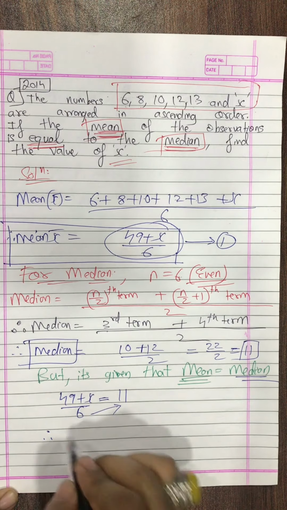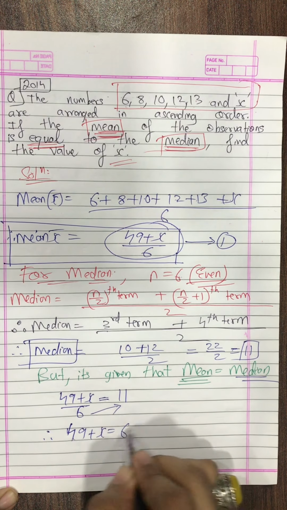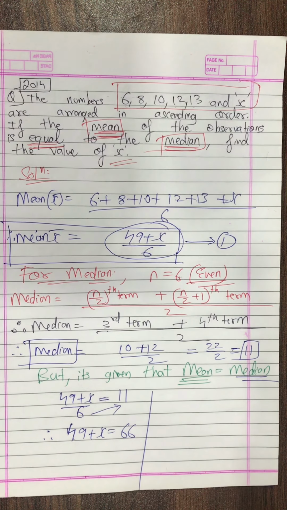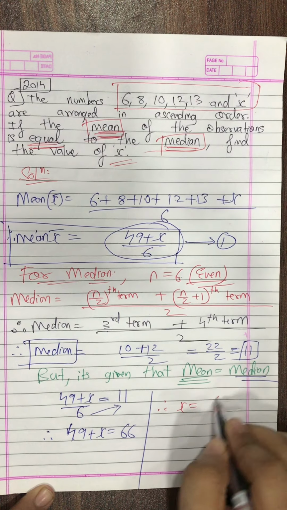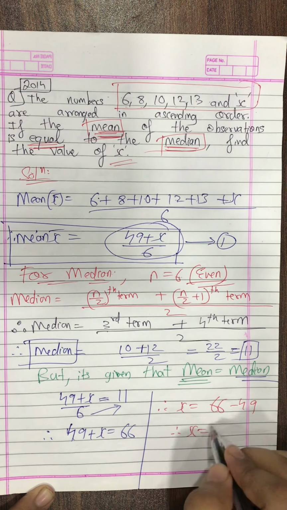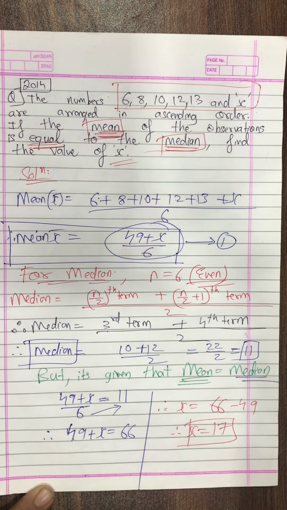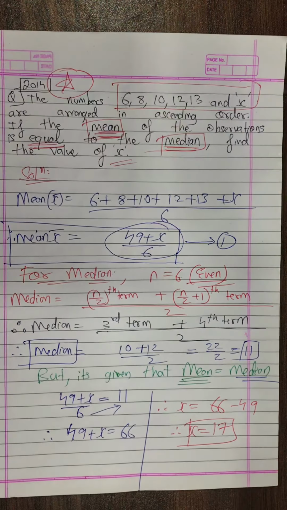6 will be multiplied up, so 49 plus x is equal to 6 elevens are 66. So here x will be 66 minus 49. Therefore x will be 66 minus 49, which is 17. So we got the value of the unknown. It was a very important question. Please do it fast.